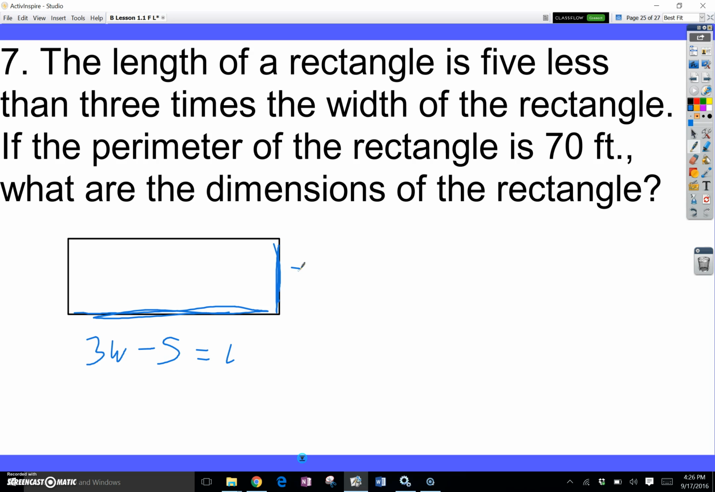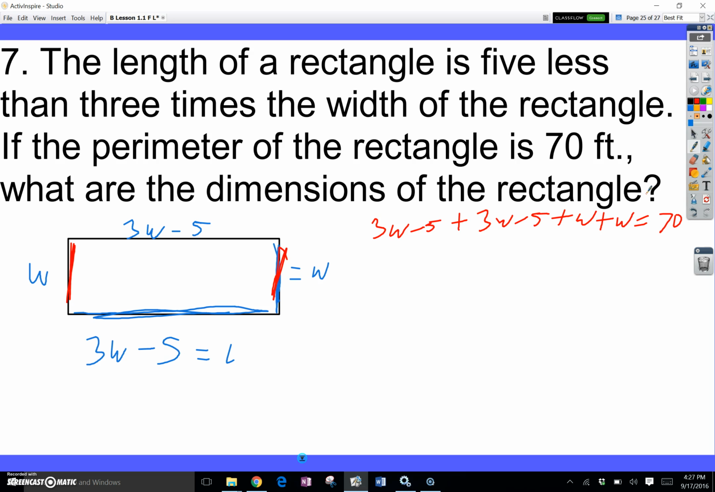My width, which would just be w. And I know it's a rectangle, so if this side is 3w minus 5, I know that this side is also 3w minus 5. And since this is the width, this side is also the width. Now I know if I take the length, which is 3w minus 5, and the other length, so I add an additional 3w minus 5, and I add the w, which is this width, and then I add this w, which is the other width, it will have a perimeter of 70 feet.